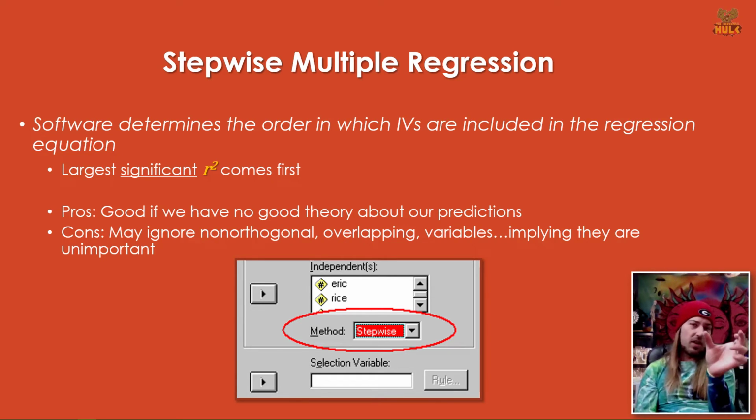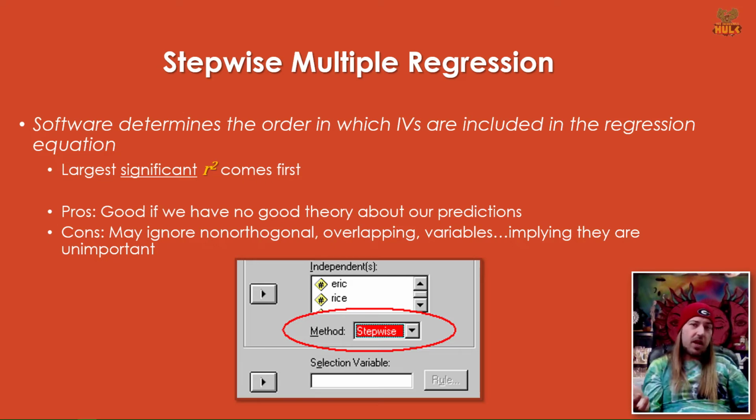The statistically significant R-squared goes first, then the next one that's still significant goes second, then the next one that's still significant goes third, until eventually you have no more significant R-squareds that can be included in the equation. Software determines it all for you. You don't have to have theory. It has its own mathematical theory.